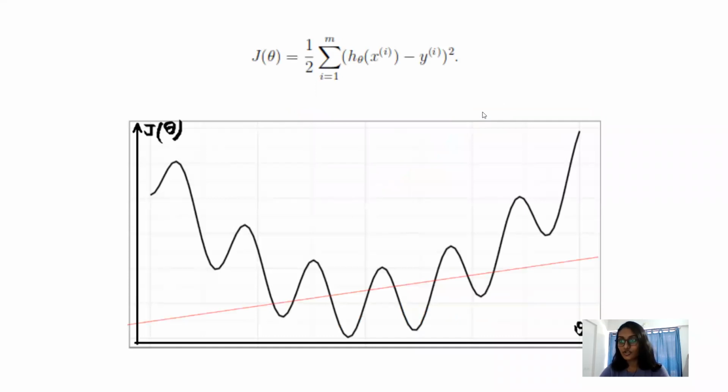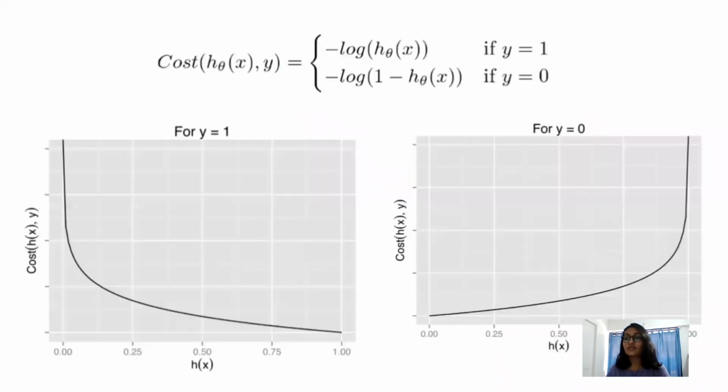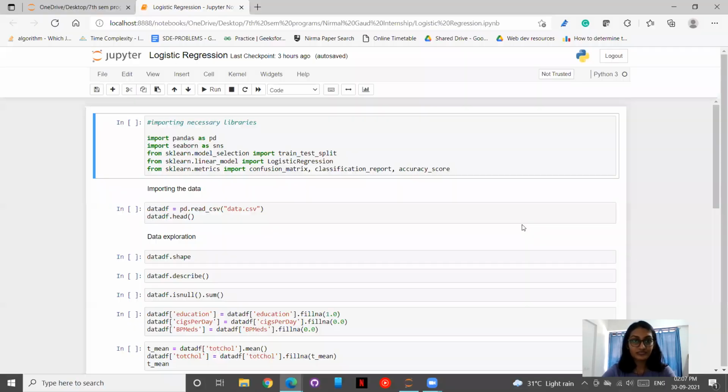So for logistic regression, our cost function can be defined as given at the top of the slide, which is minus log of h theta of x if y is equal to 1, and minus log of 1 minus h theta of x if y is equal to 0. Now, the above two functions can be compressed into a single function by joining them, and the graphs for these functions have been shown over here. Now, let us move forward to the coding part.